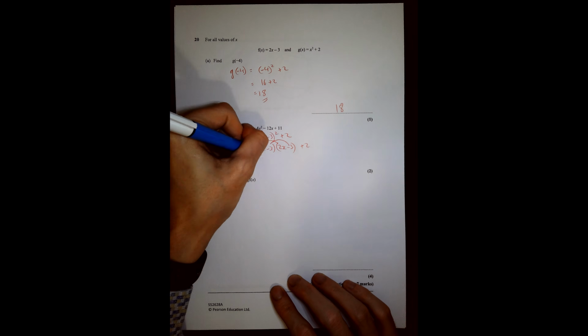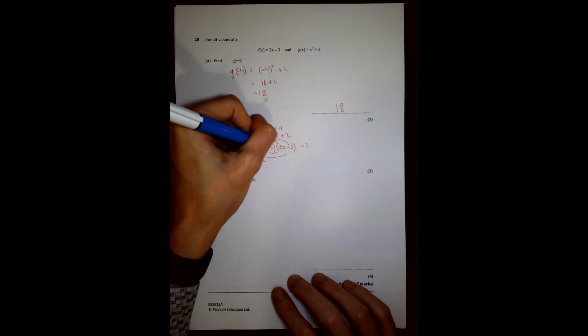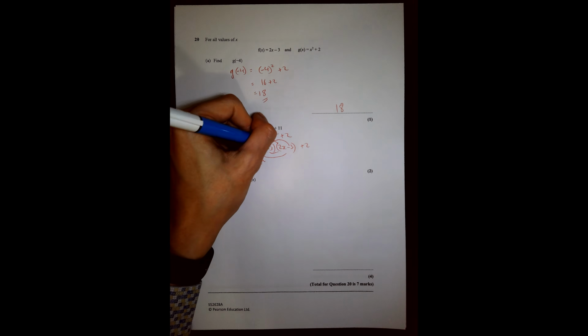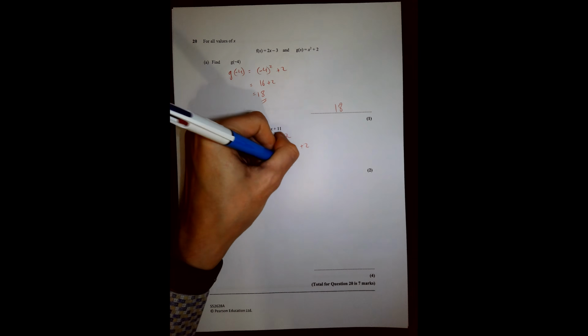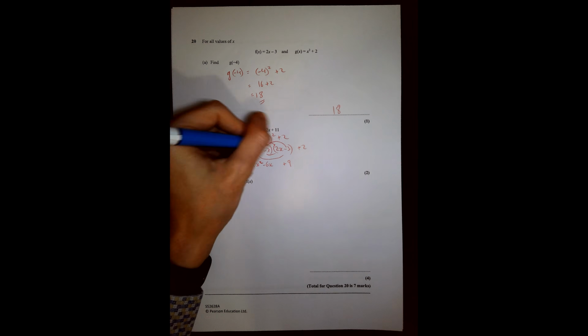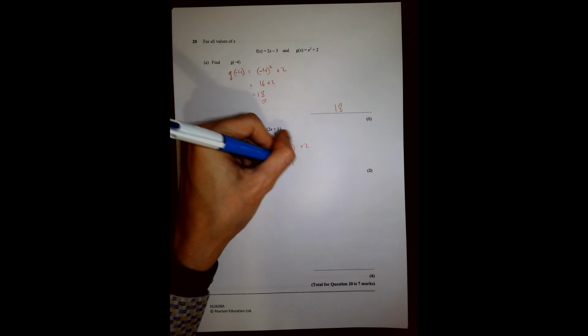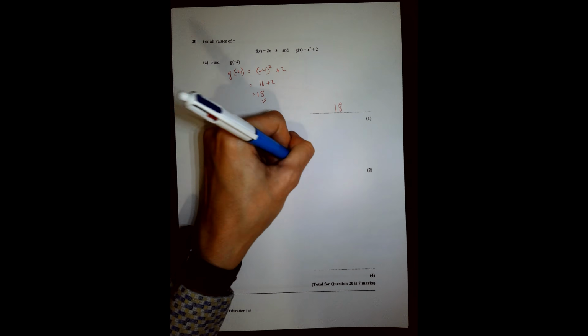Again, eyebrows, mouth, nose. 2x times 2x is 4x squared. Negative 3 times negative 3 is going to give me positive 9. I'm just going to write that over here because I know I'm going to have x terms in there. 2x times negative 3 is negative 6x. Negative 3 times 2x is negative 6x. And then we've got the plus 9. Don't forget this bit at the end, plus 2. Make sure you bring that down. Plus 2.